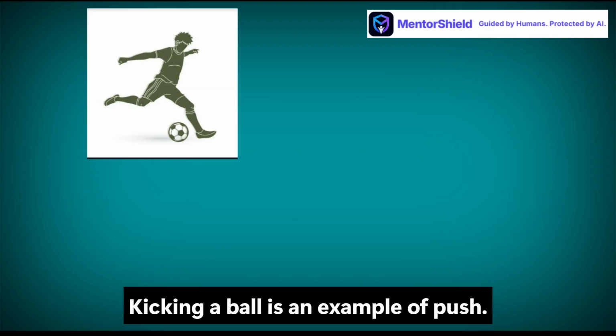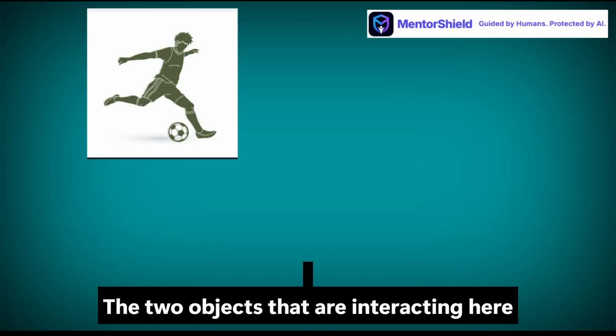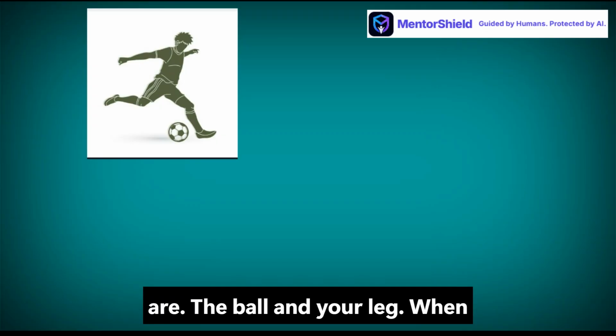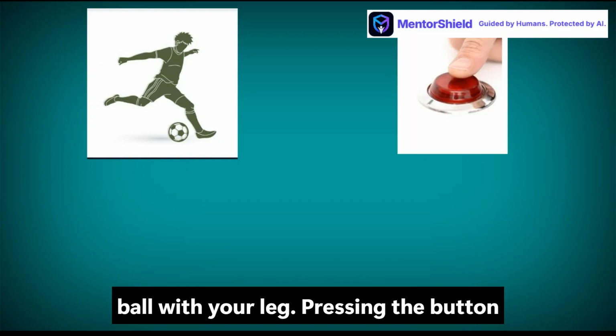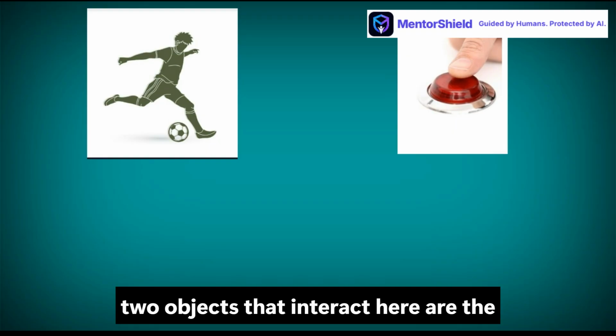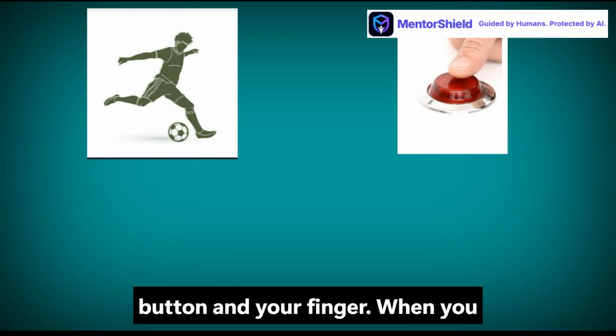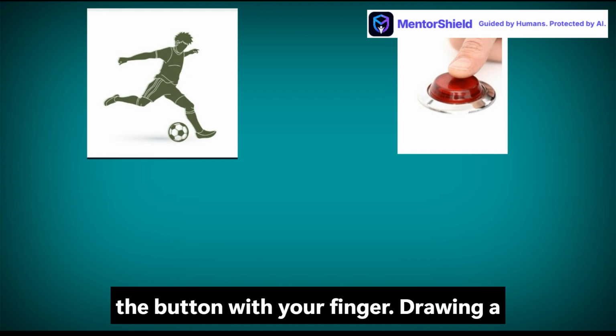Kicking a ball is an example of push. The two objects that are interacting here are the ball and your leg. When you kick the ball, you apply force on the ball with your leg. Pressing the button is another example of push. The two objects that interact here are the button and your finger. When you press the button, you apply a force on the button with your finger.